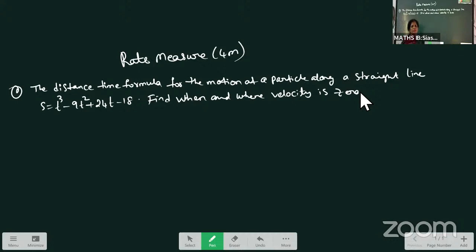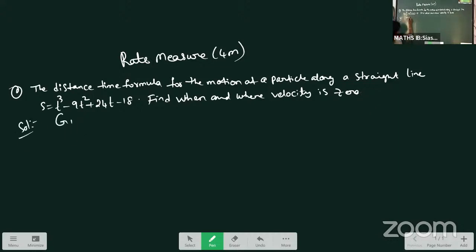Here what is given? Distance equation is given. He is asking at what time the velocity is 0, at what point the velocity is 0. So how to find out velocity when distance is given? The derivative of the distance is nothing but velocity, and the derivative of velocity is nothing but acceleration. If we know these two concepts, easily you can solve this chapter questions.